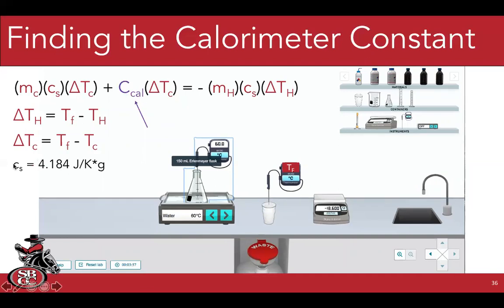And then we're looking for this C-cal. And so if we have the specific heat capacity of water, which is 4.184 joules per Kelvin gram, we can plug that in here and here. And now we see we've rounded up all of our elements here. We've collected everything from our data, and we can solve then for the calorimeter constant.